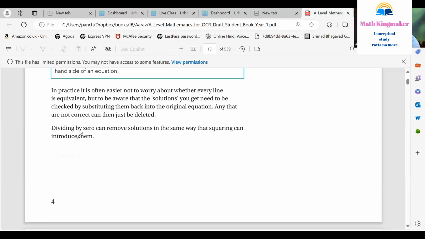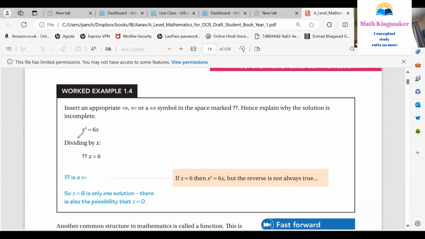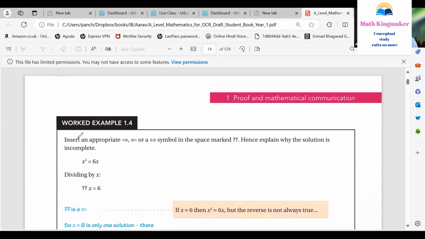Solutions need to be checked by substituting them back into the original equation. Any that are not correct can then just be deleted. Dividing by 0 can remove solutions in the same way that squaring can introduce them. So we'll see another example: x squared is equal to 6x. So you find x equal to 6.